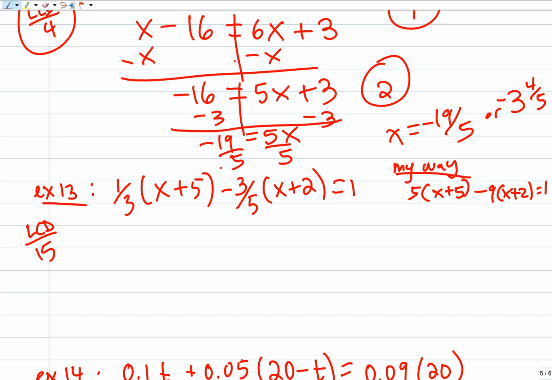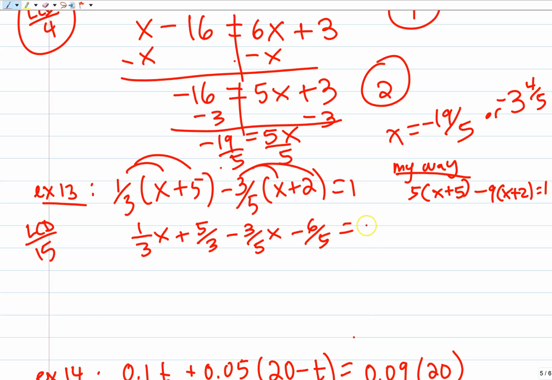But I think most people find it's just harder to keep track of, so you might want to just distribute this mess and get 1/3 times x plus 5/3 minus 3/5 x minus 6/5 equal to 1, and then multiply everything by, what's going to clear out those fractions? Multiply everything by the 15. That's the feeling I'm getting from most of you, because then it goes across each term, and we don't have to keep track of groups and all that weirdness.